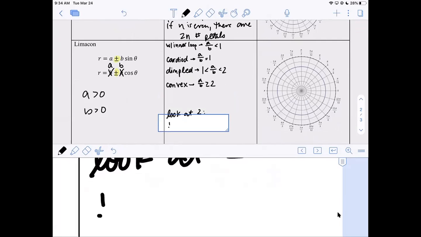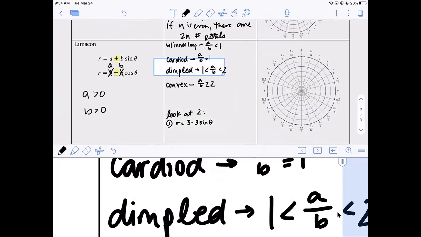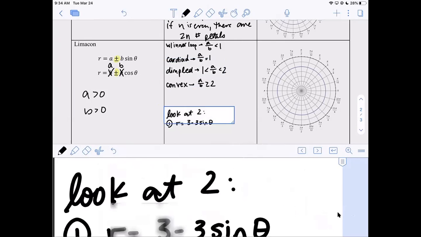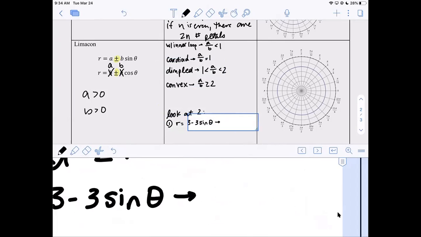So the first one is r equals 3 minus 3 sine theta. Before doing anything else, is this an inner loop, a cardioid, a dimpled, or a convex? Well, let's make a little ratio. I've got a, which is 3, over b, which is 3, and that equals 1. So that's got to be the cardioid. So we're about to see what that looks like.